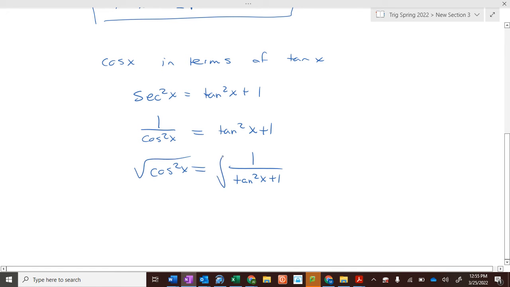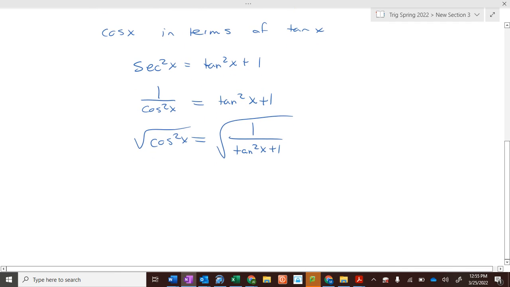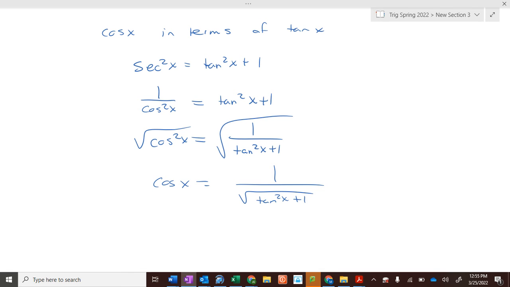Then I take the square root of each side, right? Because I've got to get cosine alone. So the cosine of x equals, what's the square root of 1? 1 over the square root of tangent squared of x plus 1, right? Can we leave square roots on the bottom? No, you don't leave square roots on the bottom until you get to AP Calc, and then we say that's fine, you can leave them on the bottom. But until AP Calc, no.